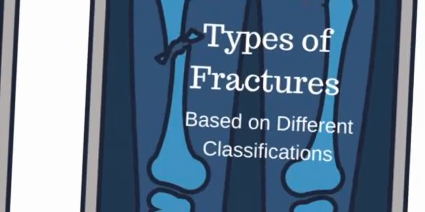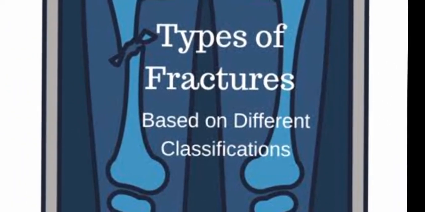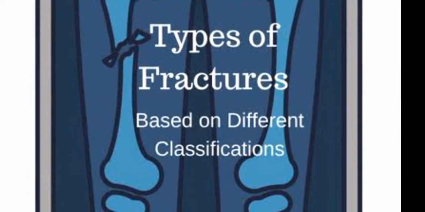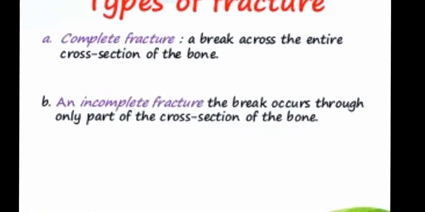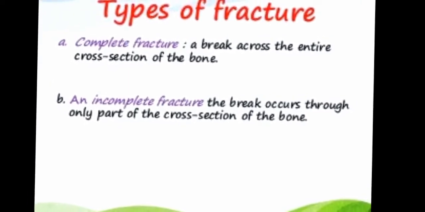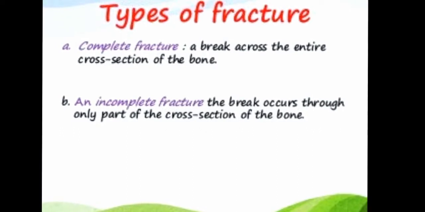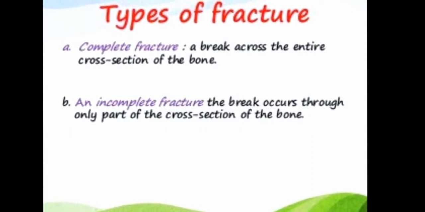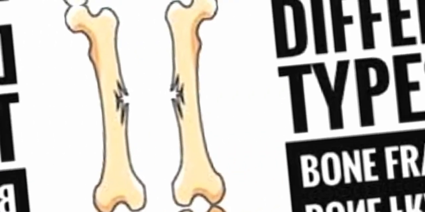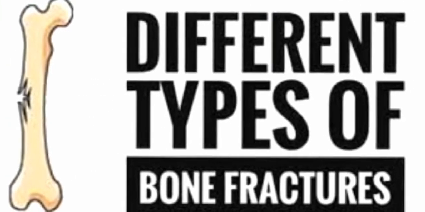broken state of your bone. Now we will discuss the types of fractures based on classification. Many types are discussed. First of all, complete fracture, a break across an entire cross section of the bone. Your bone is totally broken. And an incomplete fracture, it occurs in only part of the cross section of the bone. It occurs only in a certain part of your body. So different types of bone fractures we are going to discuss.